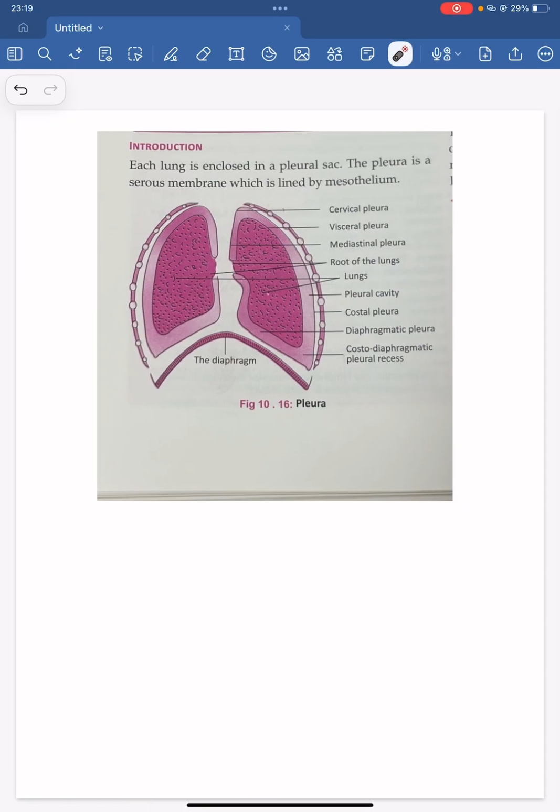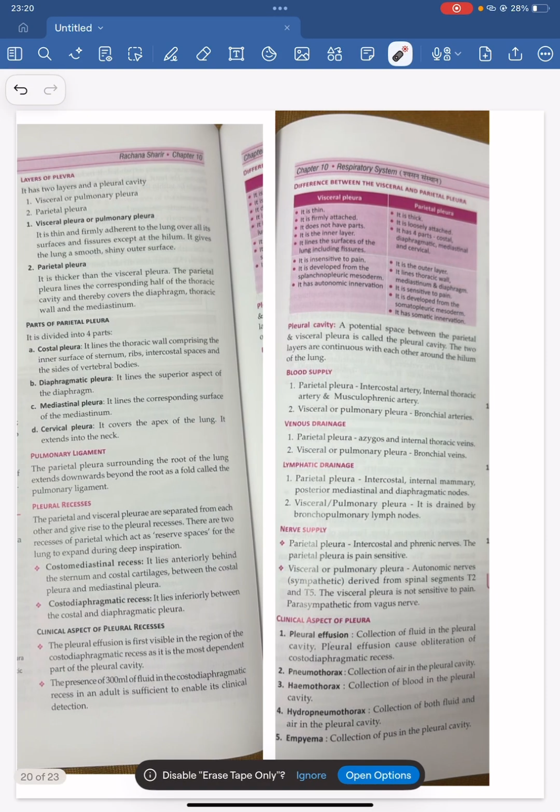So coming to pleura. Pleura is the covering. Each lung is enclosed by a pleural sac. The pleura is a serous membrane lined by mesothelium. So what is pleura? It is the last topic of this respiratory system which may or may not be asked. You can see the layers: cervical pleura, visceral pleura, mediastinal pleura. Let's see.